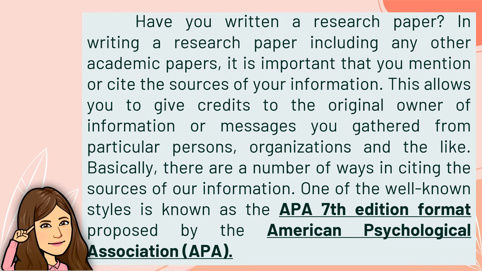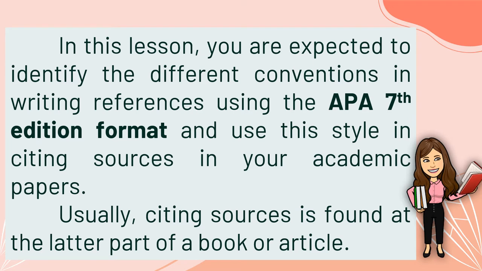Basically, there are a number of ways in citing the sources of information. One of the well-known styles is known as the APA 7th edition format proposed by the American Psychological Association, or APA. In this lesson, you are expected to identify the different conventions in writing references using the APA 7th edition format and use this style in citing sources in your academic papers. Usually, citing sources is found at the latter part of a book or article.